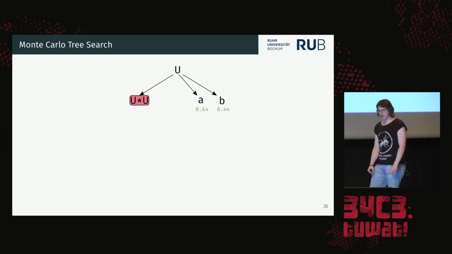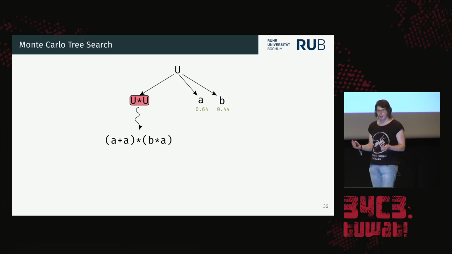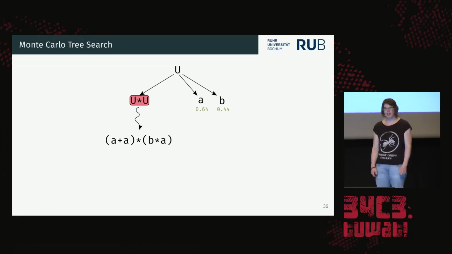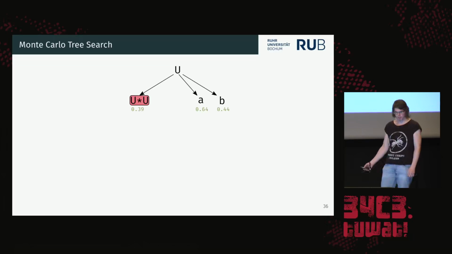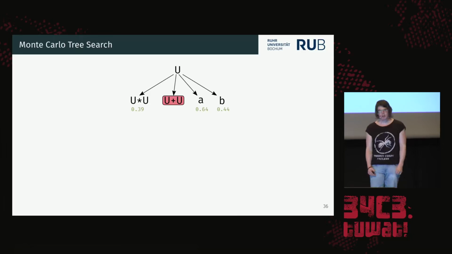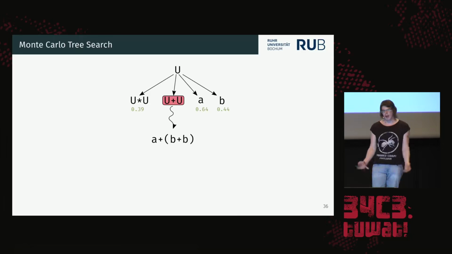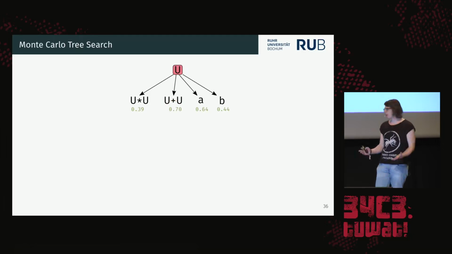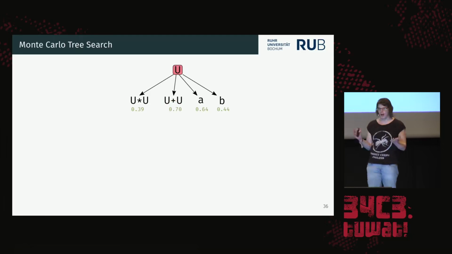We do something that is called a random playout. We apply the rules of the grammar randomly and replace the U until we get a finite program that we can evaluate. So we have something like A plus A times B plus A and give it a score. Then we do the same with U plus U. Here again we have an intermediate program. We derive something, score it, and go back. Now we don't have any further rules to apply.